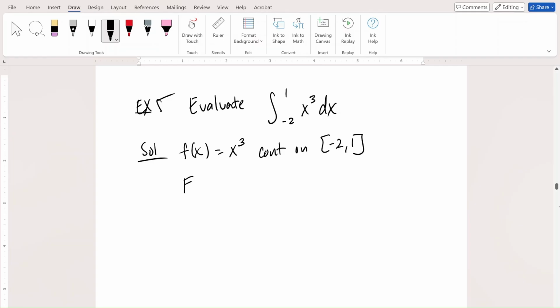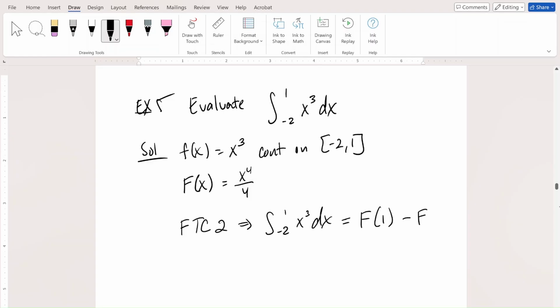Well, what does that say? I need to know what my antiderivative is, which is capital F of x. So that antiderivative of lowercase f would be x to the 4th divided by 4. Or if you want, you can write 1/4 x to the 4th. But then, using the fundamental theorem of calculus part 2, we get that the integral from -2 to 1 of x cubed dx should be equal to the antiderivative of the upper limit minus the antiderivative of the lower limit. And so I get 1 to the 4th divided by 4 minus -2 to the 4th divided by 4.